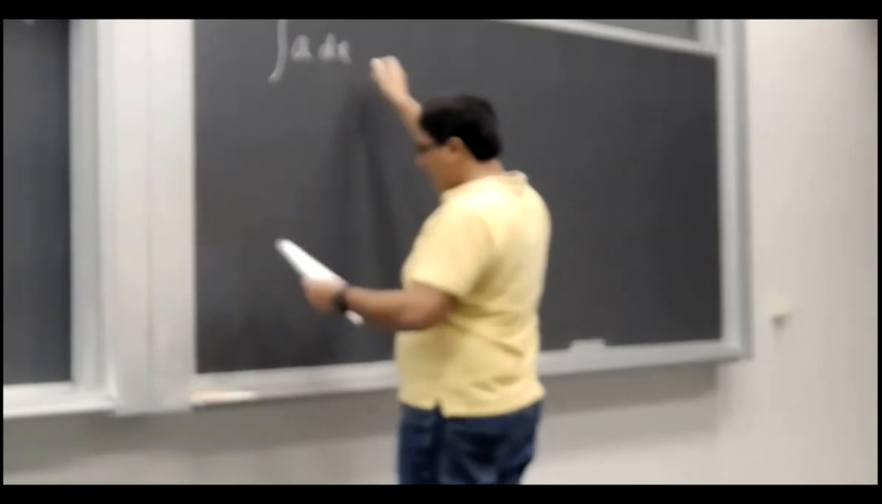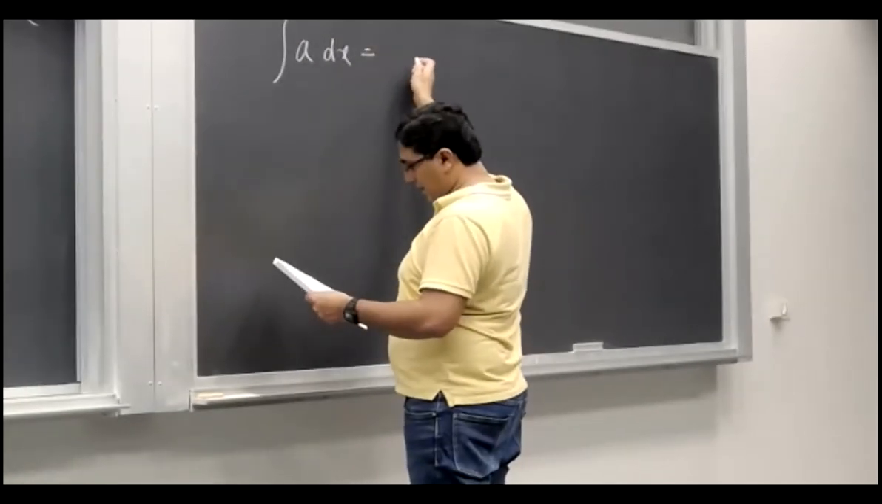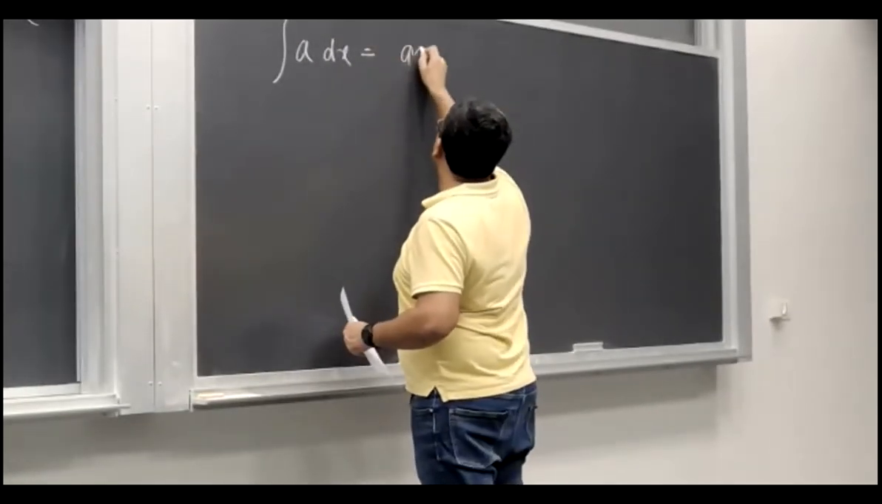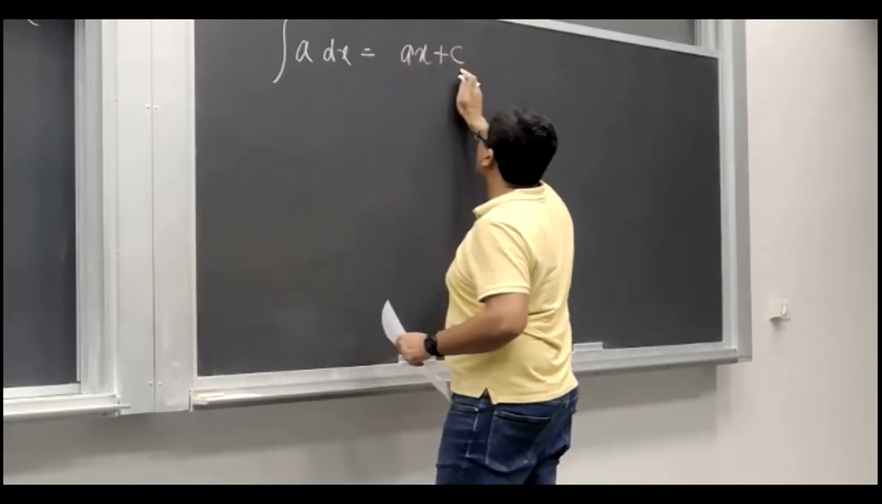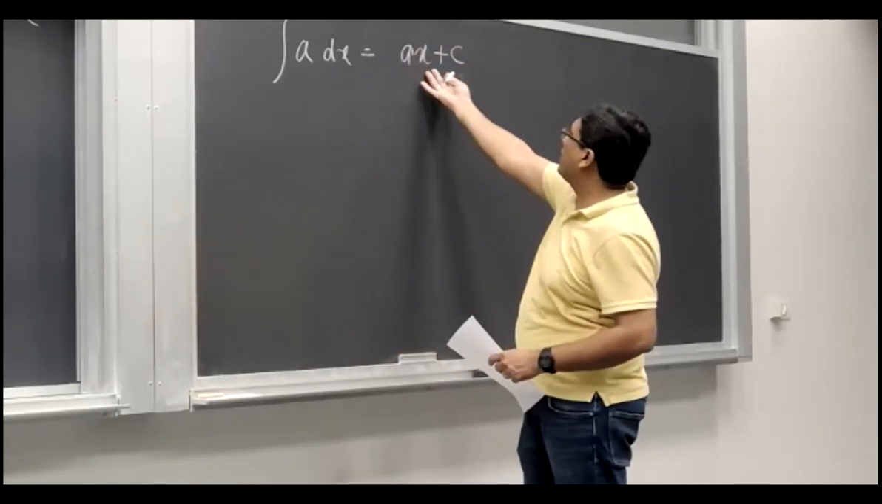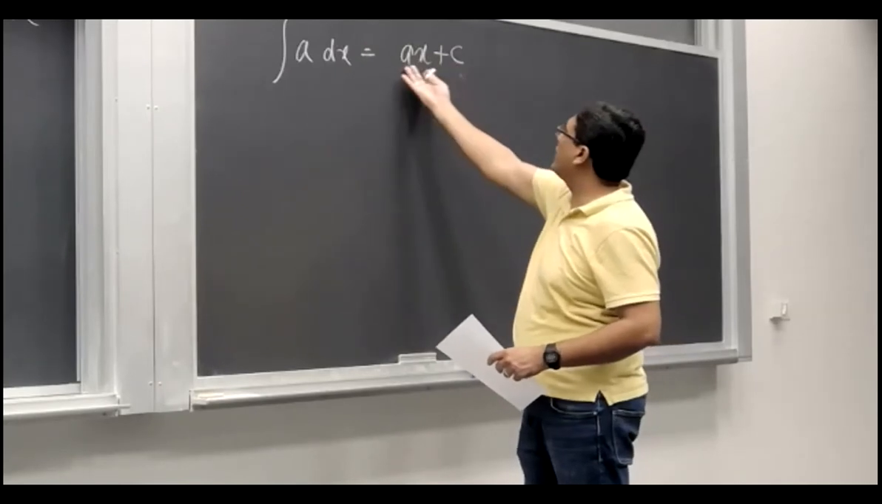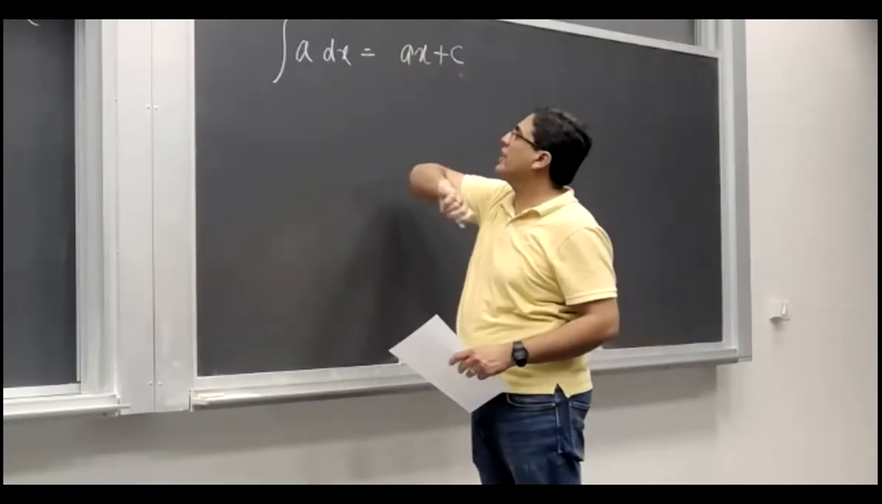The integral of a constant a is equal to ax plus c, where c is the constant of integration, and you can verify this by differentiation. If you differentiate this function, you will get a.